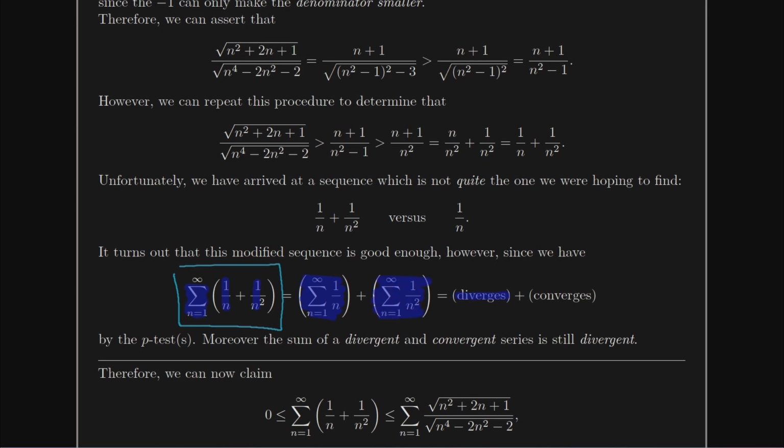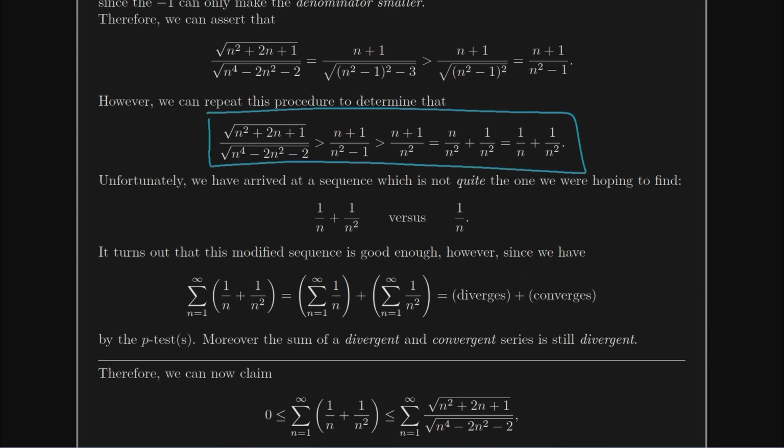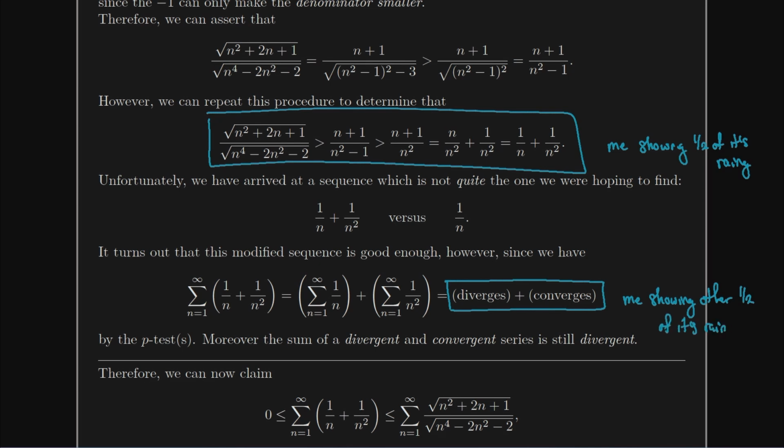And what do we know? 1 over n diverges. 1 over n squared happens to converge, but I don't really care, because if I take infinity and I add some finite number to it, like 1 or whatever, it's still going to be infinite. I'm still diverging at the end of the day. And so what I've shown here, this is me showing half of its reigning. The fact that I've shown that my series diverges is me showing the other half of its reigning.